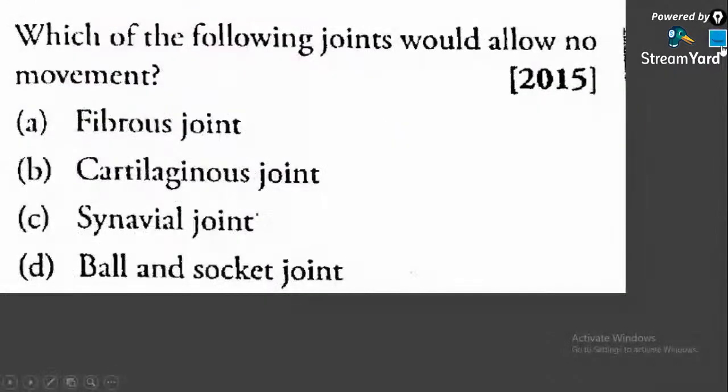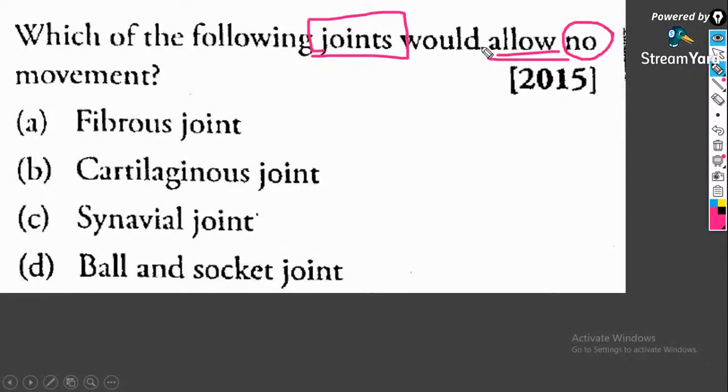Question from the chapter skeletal system. Indirectly with this chapter, but mostly related to the skeletal system, locomotion and movement. Which of the following joints would allow no movement? There are certain joints in our body which cannot be moved, even to a small extent. So which one of the following four options is the non-movable or immovable joint?